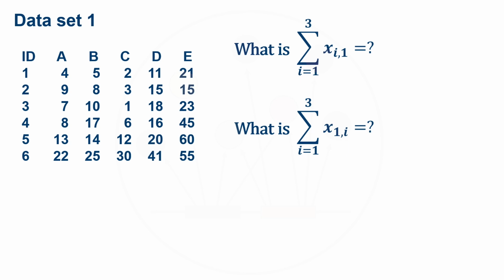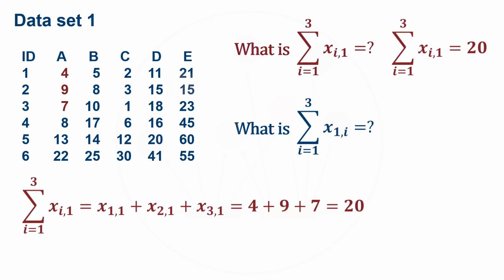So note that the letter i is used in both of these examples. In the first one, it's going to represent the row changing from 1 to 3. In the second one, it's going to represent the column changing from 1 to 3. The letters used in summation symbols are arbitrary. It's the location within the subscripts that matters.